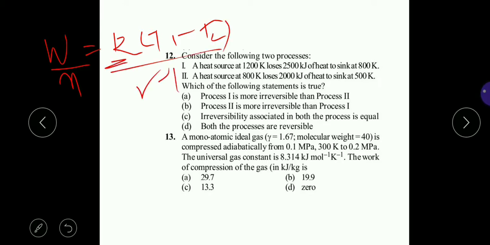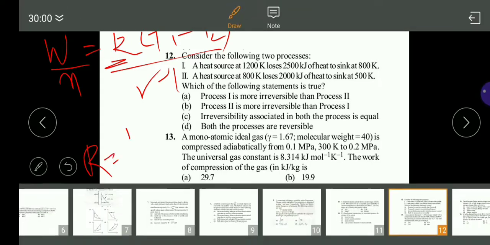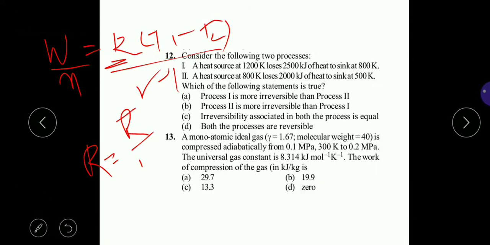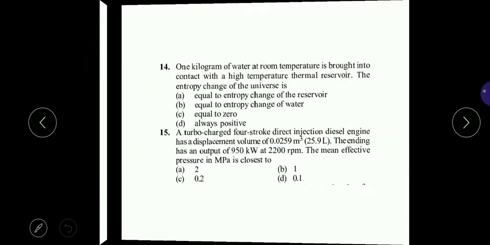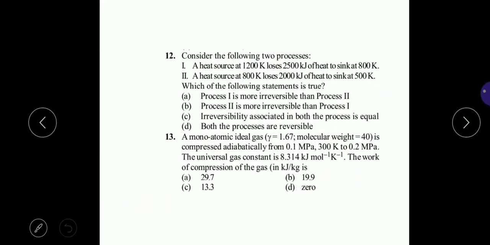Okay, so for finding R, I can write R equal to what? Universal gas constant R bar divided by M. So R bar is given as 8.314, divided by M, which is given as 40. So I can calculate this value. So already I calculated that value. So R will be equal to 0.208 value.